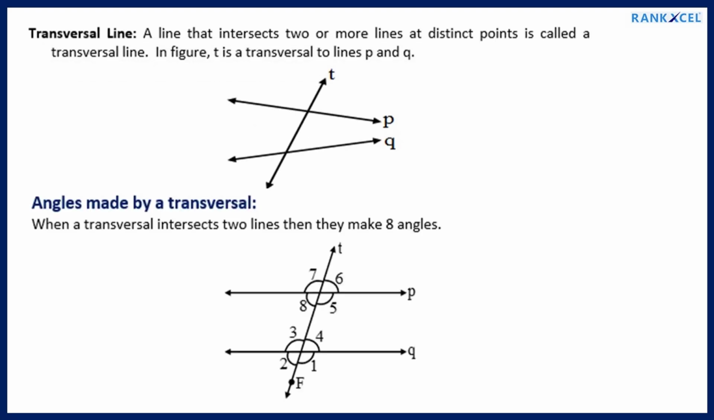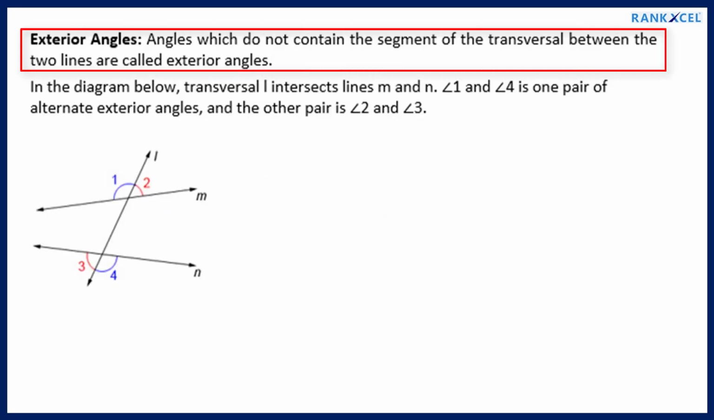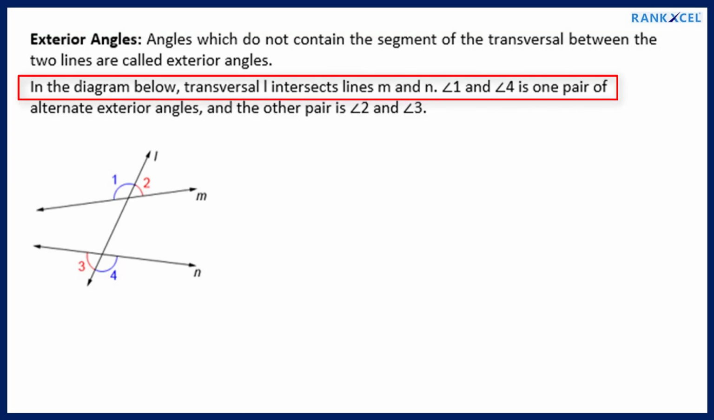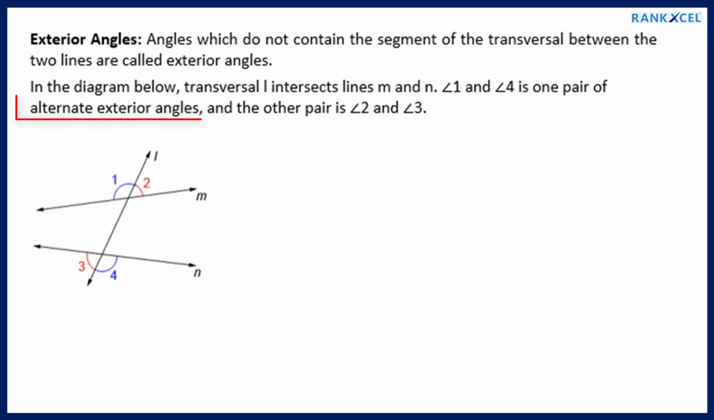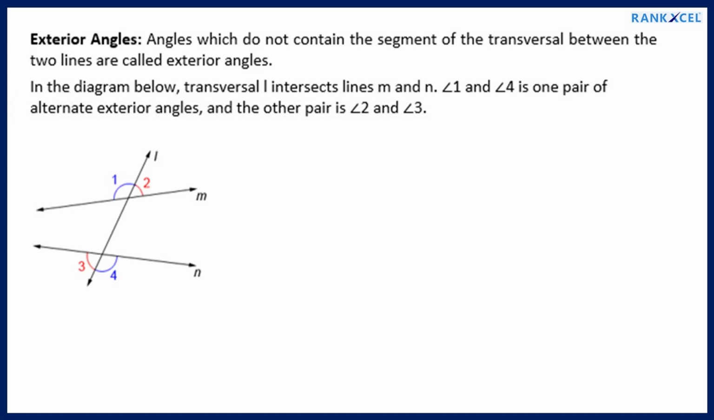Angles made by a transversal. When a transversal intersects two lines, then they make 8 angles. Exterior angles: angles which do not contain the segment of the transversal between the two lines are called exterior angles. In the diagram below, transversal L intersects lines M and N. Angle 1 and angle 4 are one pair of alternate exterior angles, and the other pair is angle 2 and angle 3.